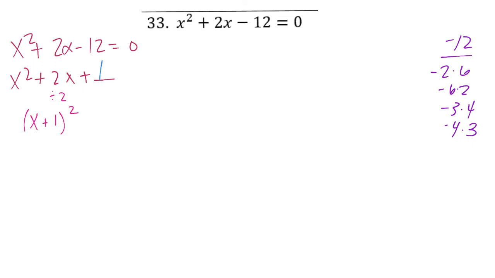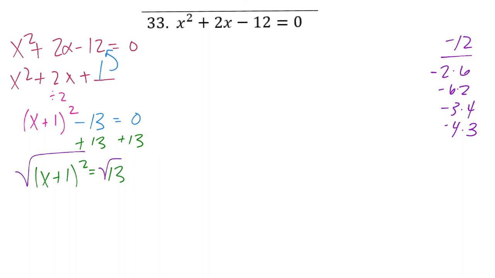1 squared is 1. And how do I get from 1 to minus 12? I take away 13. It equals 0, so I'm going to add 13 on both sides. So x plus 1 all squared equals 13. To get rid of that squared, I radical both sides. X plus 1 equals plus or minus the square root of 13, because we can't really simplify that. Minus 1 on both sides, x equals negative 1 plus or minus the square root of 13.